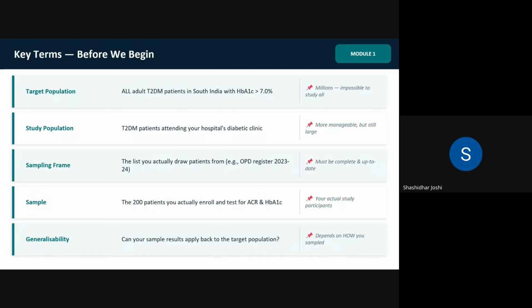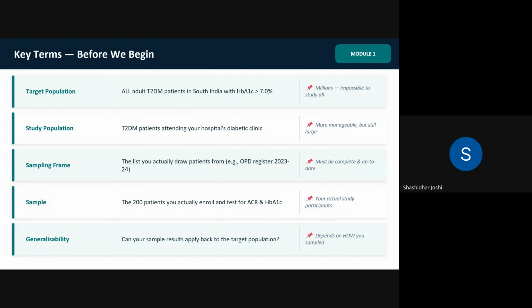Now, the next thing is the study population. What do you mean by study population? Let's imagine that the study population is nothing but type 2 diabetes patients attending your hospital's diabetic clinic. Now, the question is, can you take that as a sample? Yes, it is more manageable, but still large, because out of millions you may have, say, 10,000 in a particular time frame. So manageable but still large.